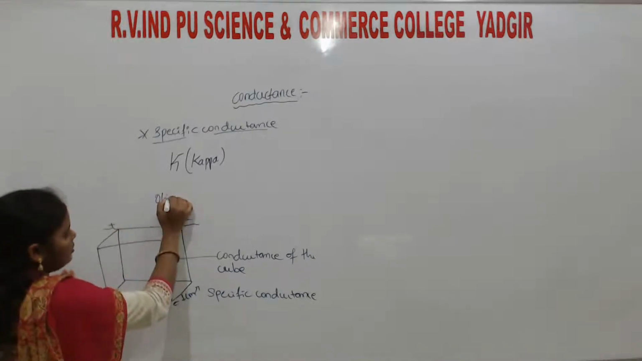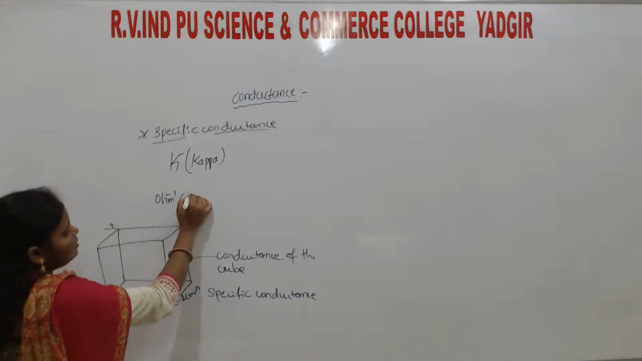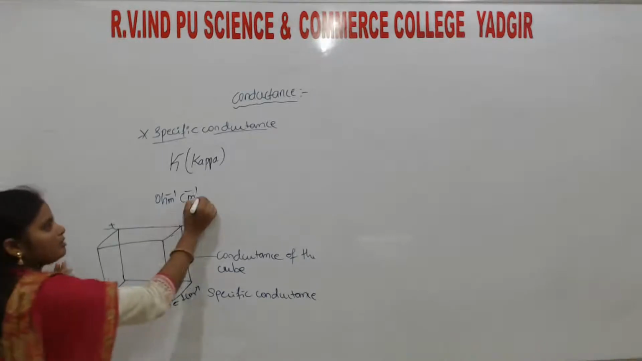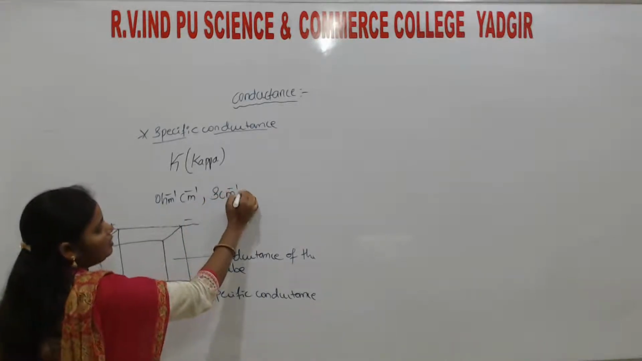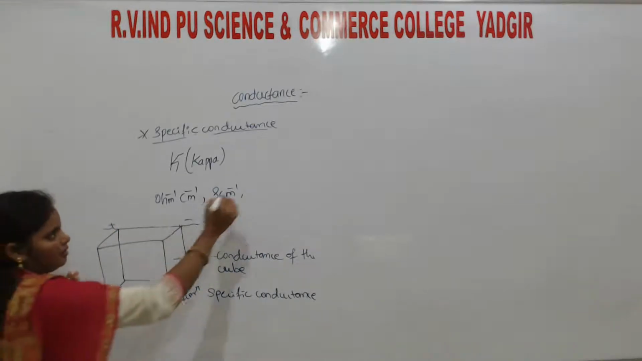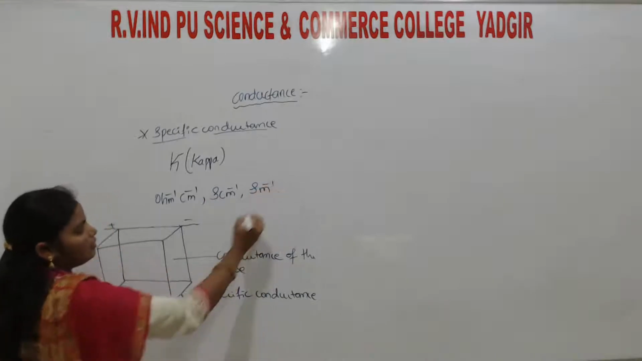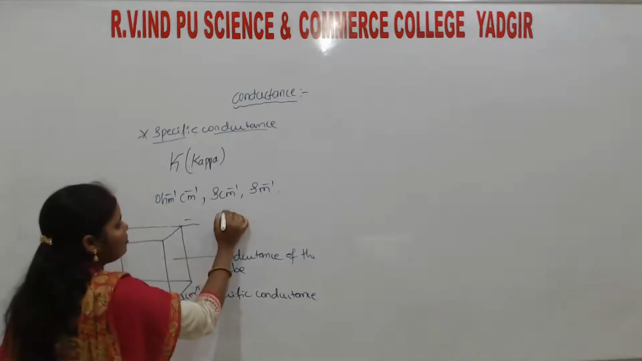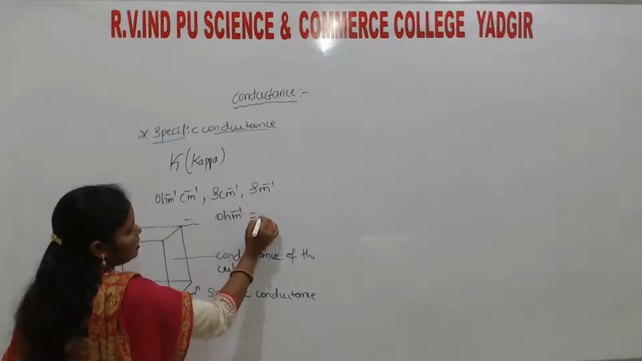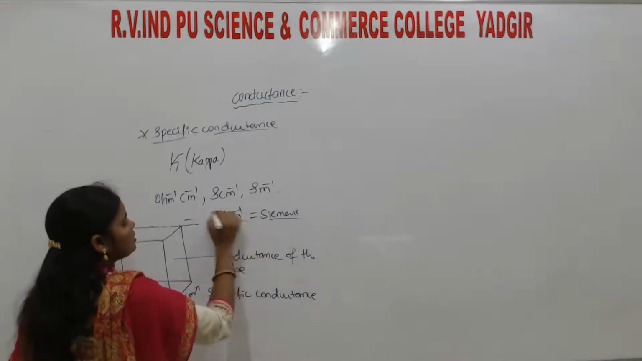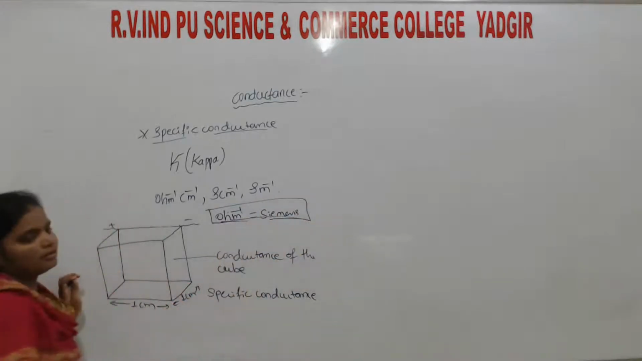Per ohm per centimeter. You can write another symbol, Siemens per centimeter, or Siemens per meter. Here, 1 per ohm is equal to Siemens. This is equivalent to this one.